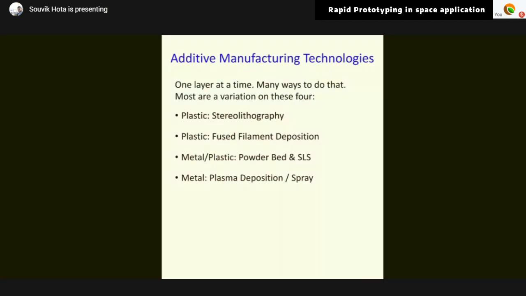For plastics, we generally use stereolithography. This stereolithography is the first proposed rapid prototyping technique, from the early 1980s. Also for plastic, we use the fused filament deposition or fused deposition modeling technique, which is nowadays gaining more popularity. Then for metal as well as plastic, we can use powder bed processes like selective laser sintering, SLS. And only for metals, we can use plasma deposition and also spray techniques, like the metal spray technique.